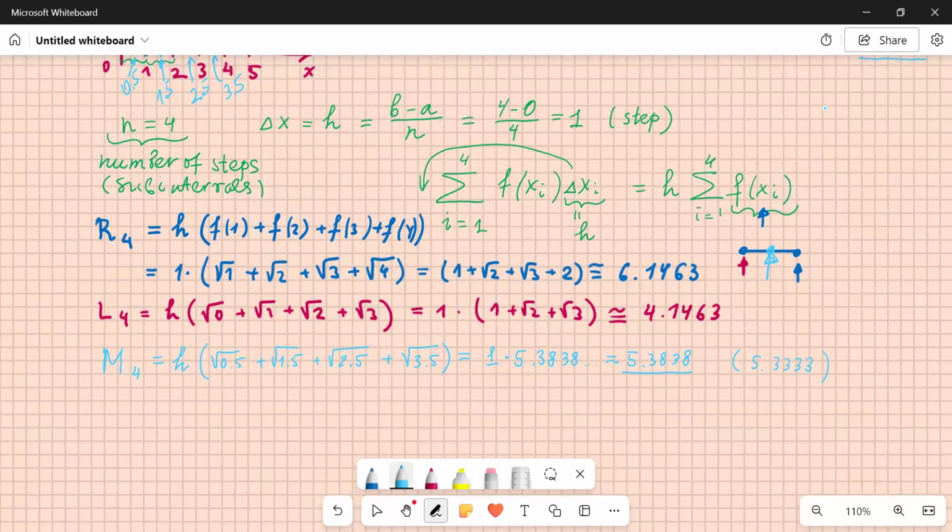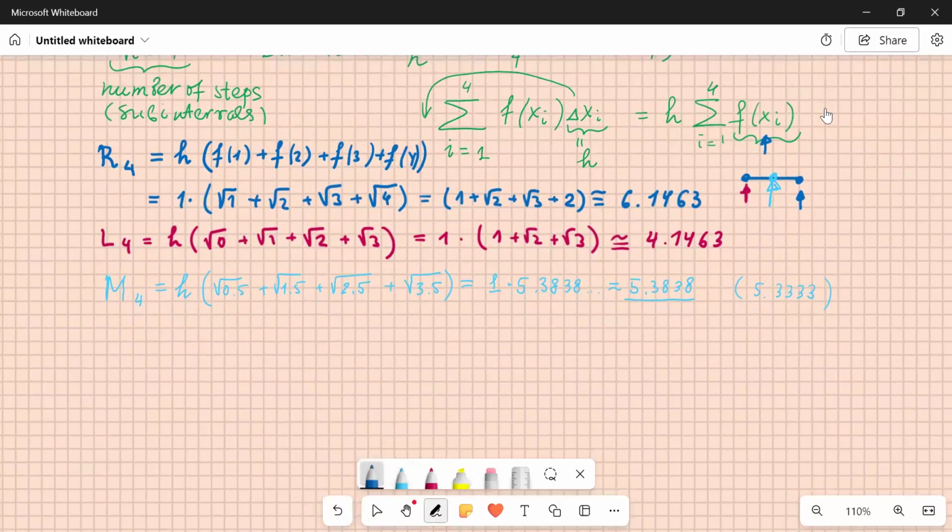Let's talk about errors of estimation, because why do we call it estimation? Because we are not going to get the precise value. So what are errors of estimation and how do we write them down? We are going to use the letter E for errors. For example, the error of estimation in the right-hand sum: we take the precise integral from 0 to 4 and subtract what we estimate.